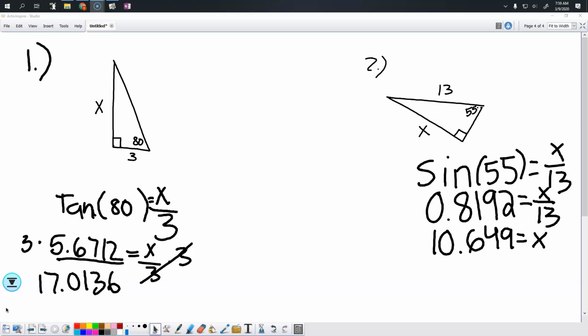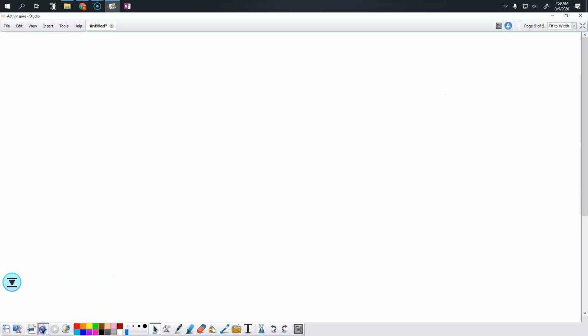Alright, so I want to move on to the next half of our lesson today. The next half is you can also use this process to find missing angles, but before we get to that, we have to talk about something here.